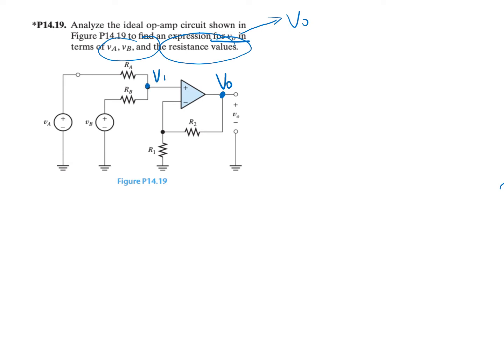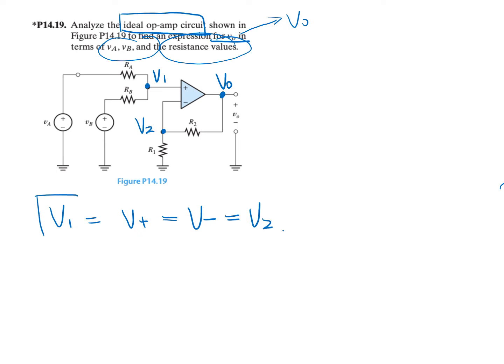To find V out, we need to see how many nodes we have. We have a node here, that's V1. We have another node here, that's V2. We can see that V1 is connected to the positive terminal of the op-amp, so V1 is also equal to V plus. And we know that for an ideal op-amp, V plus is equal to V minus, and V minus is also V2. So V1 and V2 are the same.